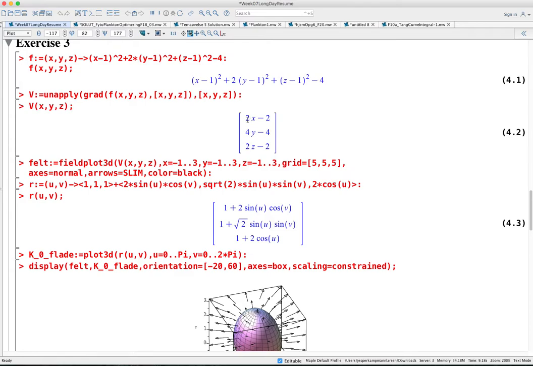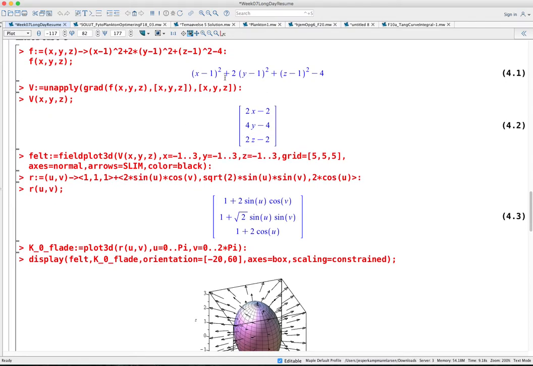It will be 2x minus 2 and so forth. This you could actually, just by looking at it, see that it will be like this.